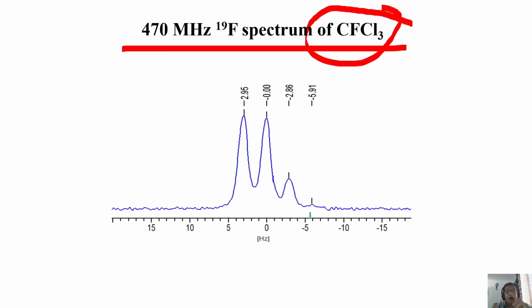But there are real peaks. We have to analyze. I'll give an example like this. Take the example of CFCl3, 470 megahertz spectrum, 4 peaks. All are real. Intensity, this one is 100, this is 95, this is 30, this is 3. No doubt at all. It's a real spectrum.